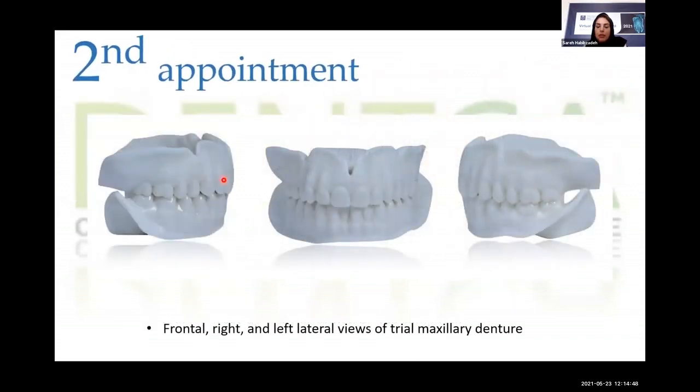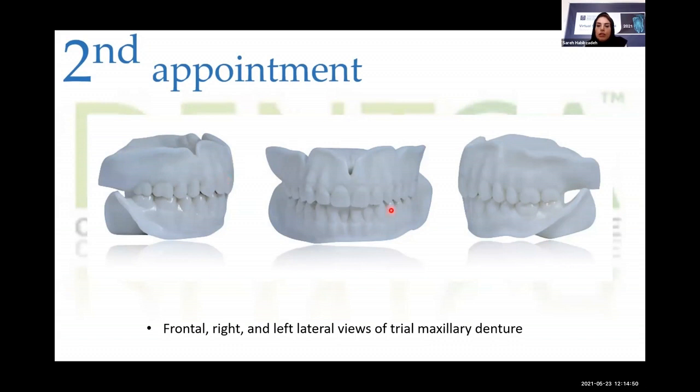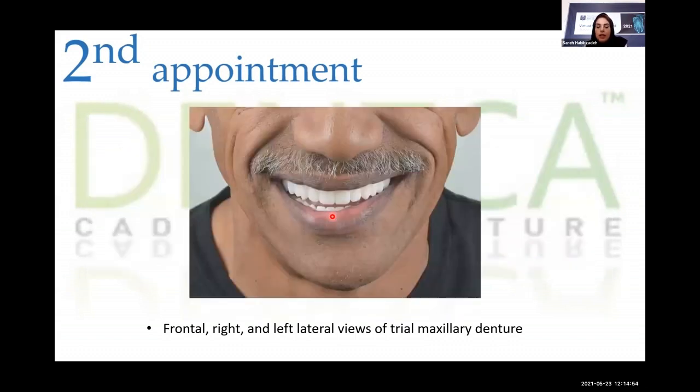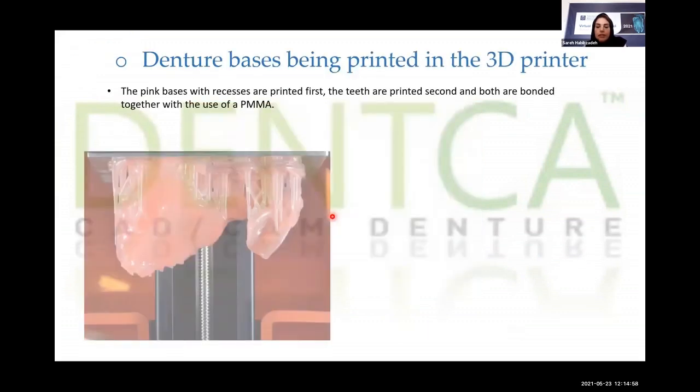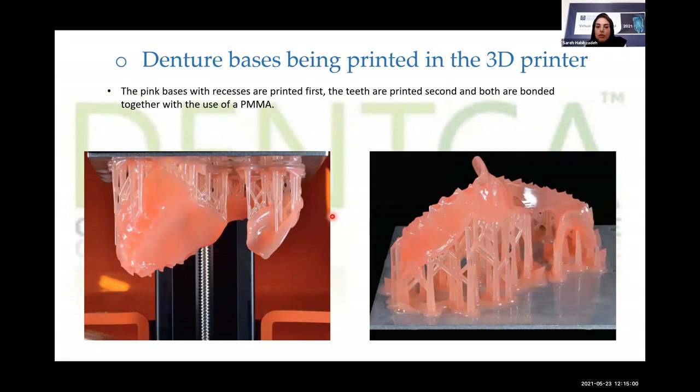So in the second appointment, we will have a trial denture, which is usually printed. We will check these and check the aesthetics, phonetics, everything else that needs to be verified. And finally, the denture bases will be printed.